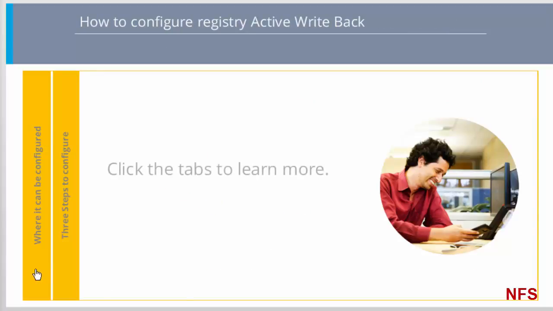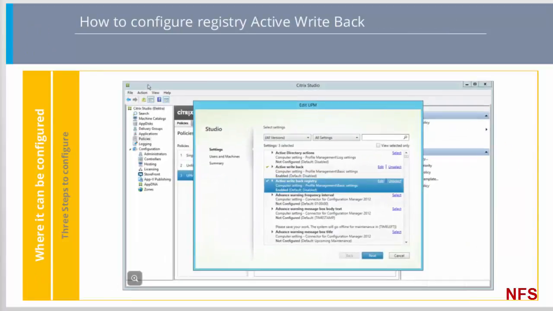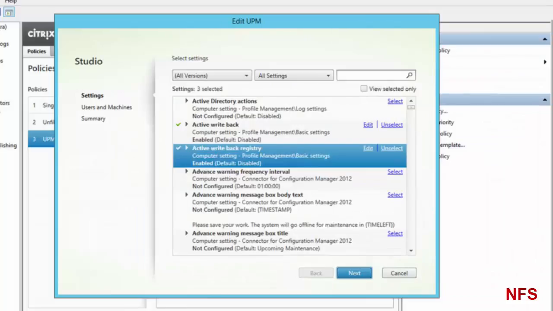Click the tabs to learn more. The steps for configuring Registry Active Writeback are very simple. The feature can be configured in Active Directory GPOs, using HDX policies in Studio, or even the INI files used to configure UPM on individual hosts.